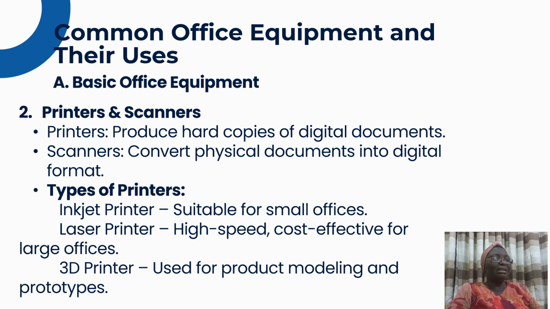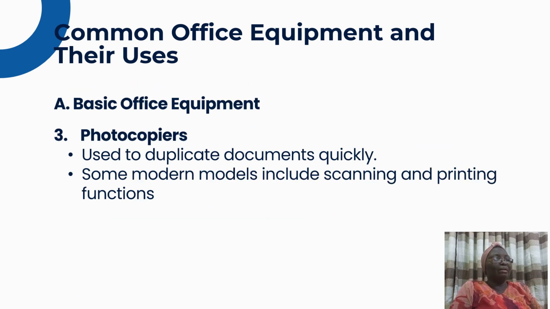What are the basic office equipment in terms of printers and scanners? We have so many examples there. We have the inkjet printer, laser printer, 3D printer, and photocopiers used to duplicate documents quickly. Some other models include both scanning and printing functions.